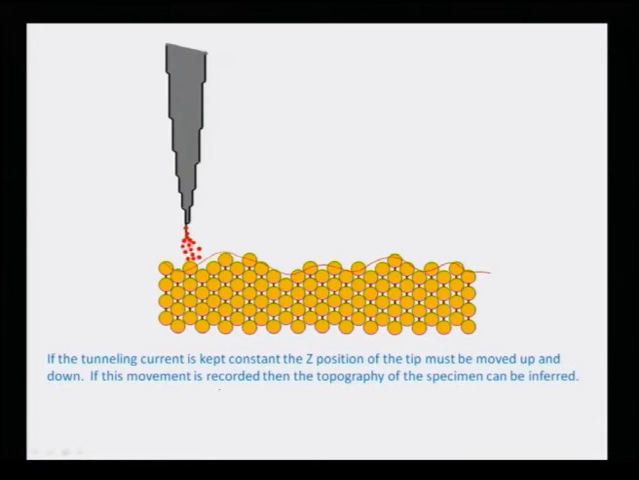So this movement is normally recorded, the movement of the tip can be recorded as it is moving on the sample surface, and then it can be plotted on a sample in a raster mode, and it will give us a topographic image. This is the first mechanism.